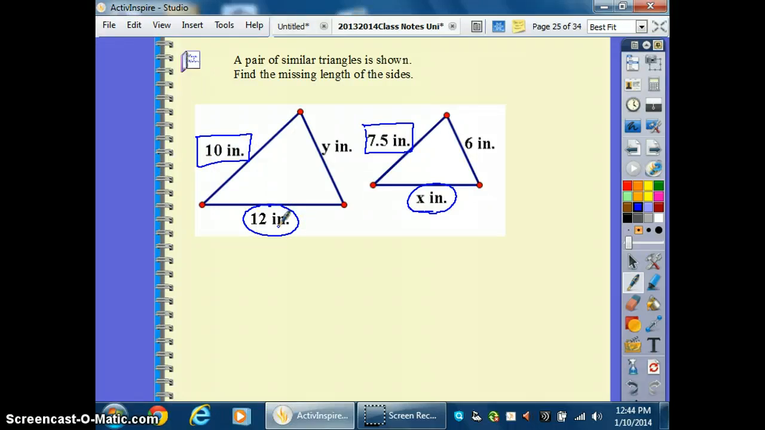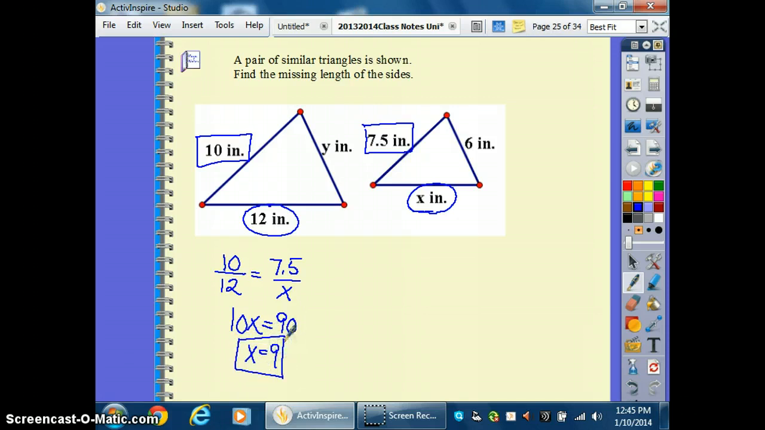All right, I'm going to set my ratio as box over circle. So 10 is to 12, box over circle, as 7.5 is to x. I'm going to use my cross products, and 10x equals 12 times 7.5. I think that's 90. And so x equals 9.